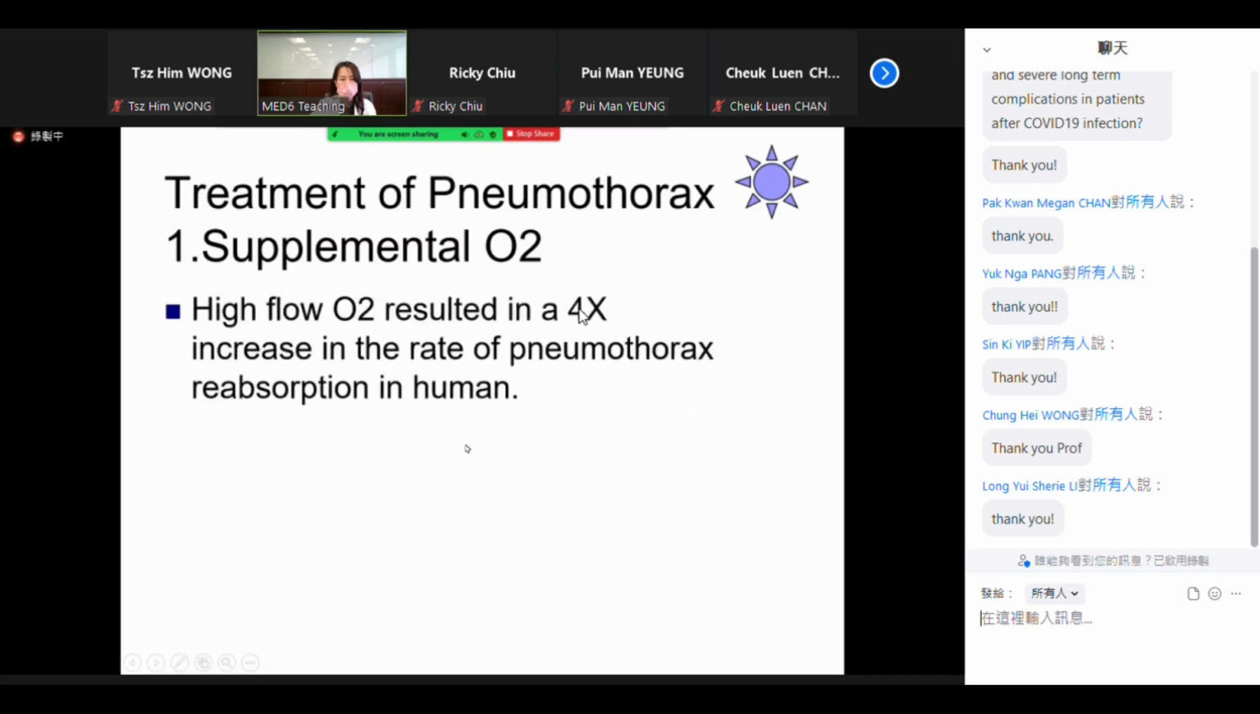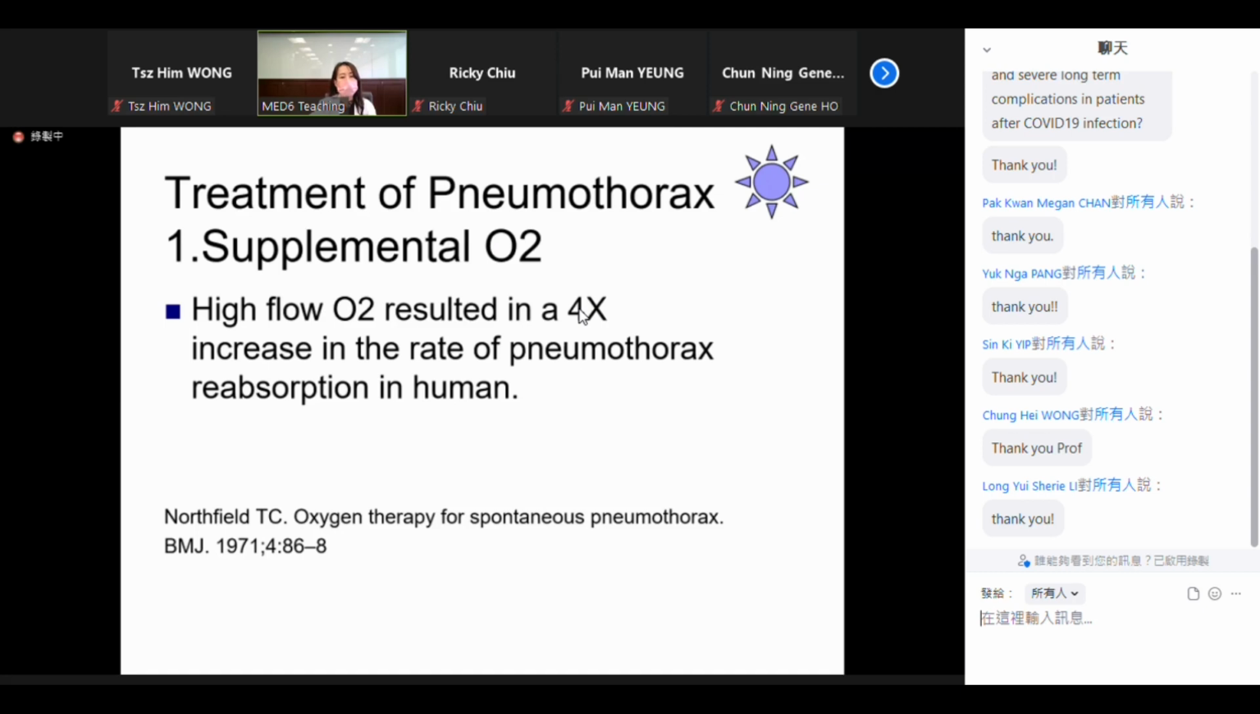So how important is supplementary oxygen? If we give high flow oxygen, then the absorption of pneumothorax can be fastened by 4 times. So for a very small asymptomatic pneumothorax in, say, a healthy young man, we may not need a chest tube or simple aspiration. We just give oxygen and let the pneumothorax absorb by itself. Sometimes it works. So oxygen is important, and it is especially important for patients with respiratory failure.